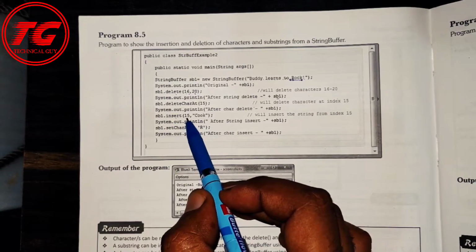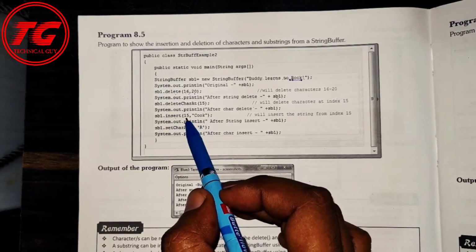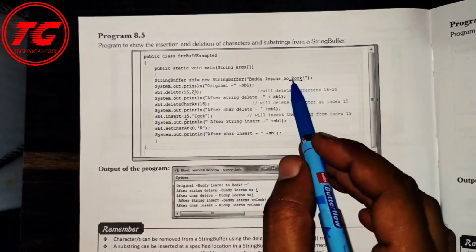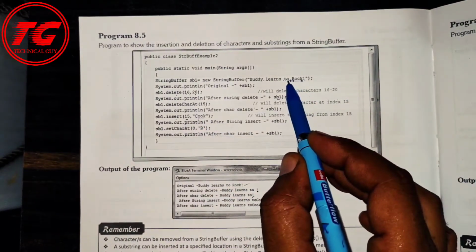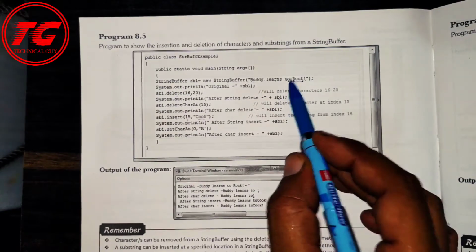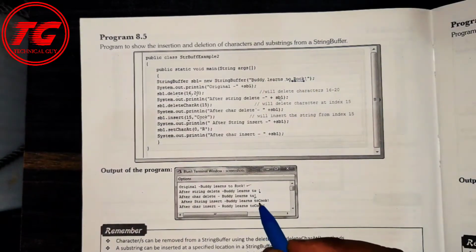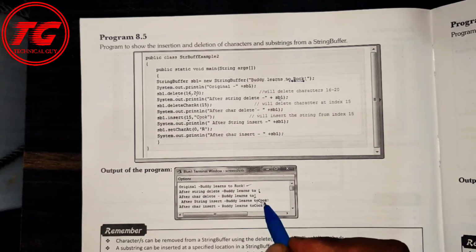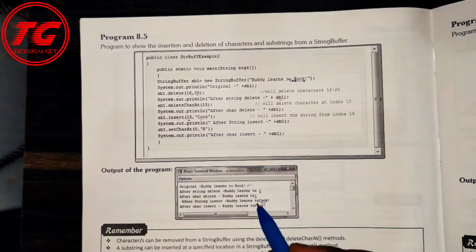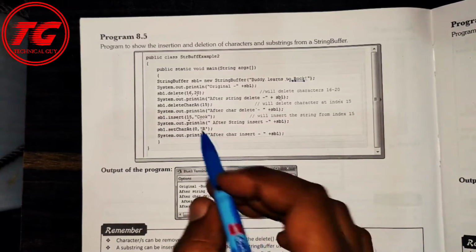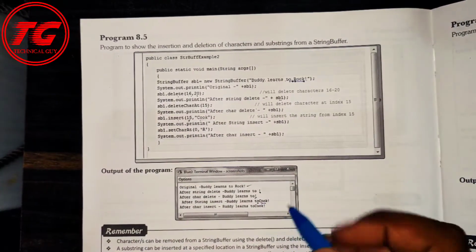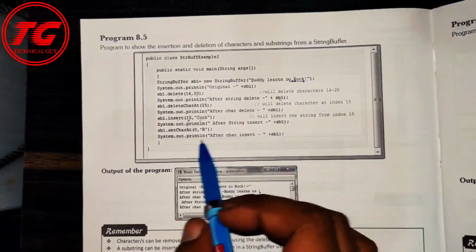Insert at 15. So this is the index where the string will be inserted. After this, the string cook will be inserted. So 15 is the index of this O, so after this cook will be added, so to cook. So cook is inserted after the 15th place. It will not replace the character that is present at the 15th. After that character the string will be inserted.